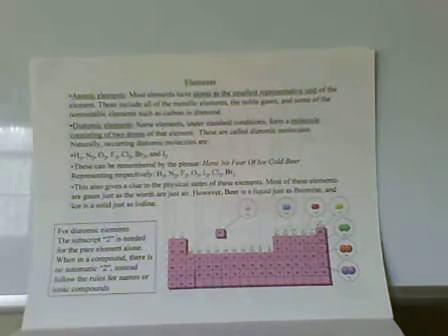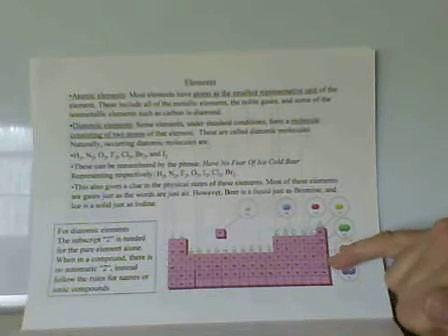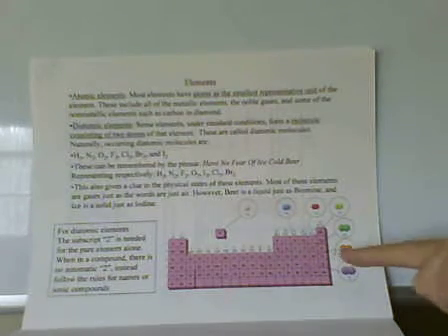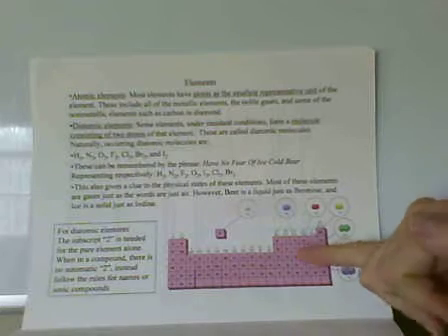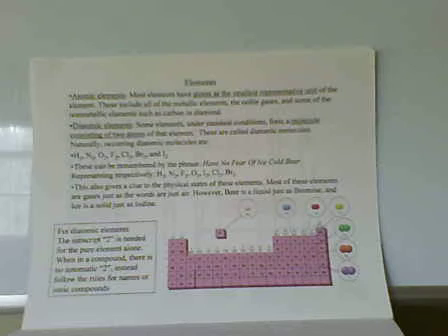We have a set of elements that consistently form molecules containing 2 atoms. These are called diatomic elements. This includes hydrogen, nitrogen, oxygen, fluorine, chlorine, bromine, iodine. So air contains nitrogen gas containing molecules of N2, and it also contains oxygen containing O2.